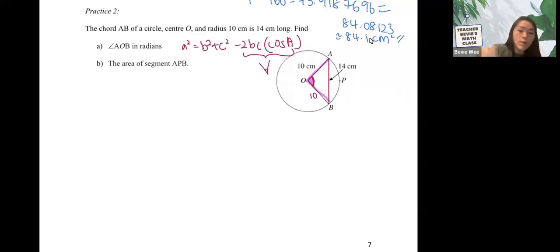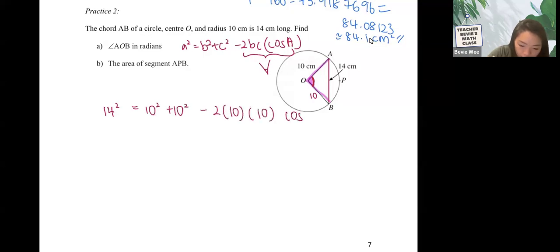All right, so now your 14 square equals 10 square plus 10 square minus 2 times 10 times 10 cos theta. Okay, you have trigo in there. Please go and change your calculator mode now. Everybody go and change your calculator mode now. Shift, mode, angle unit, right? Then radian.